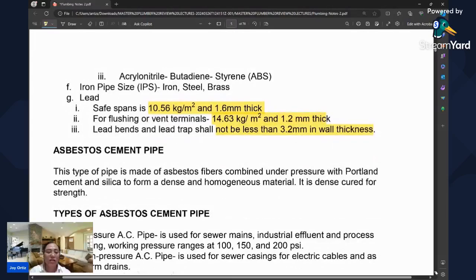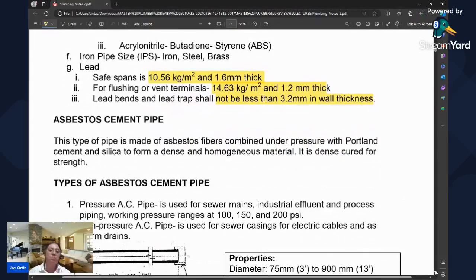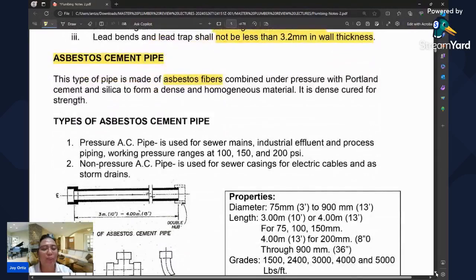So, let's discuss the asbestos cement type. This type is made of asbestos fibers combined under pressure with Portland cement and silica to form a dense and homogeneous material. It is then cured for strength. Kaya asbestos po. Usually, mga malalaki to, pero meron ding maliliit. So, it depends.